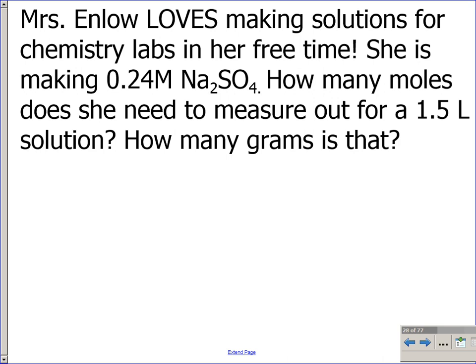Yeah, let's do this one. I love making solutions. What solution am I making? Sodium sulfate. So what solution, though, because I can't just make sodium sulfate, right?